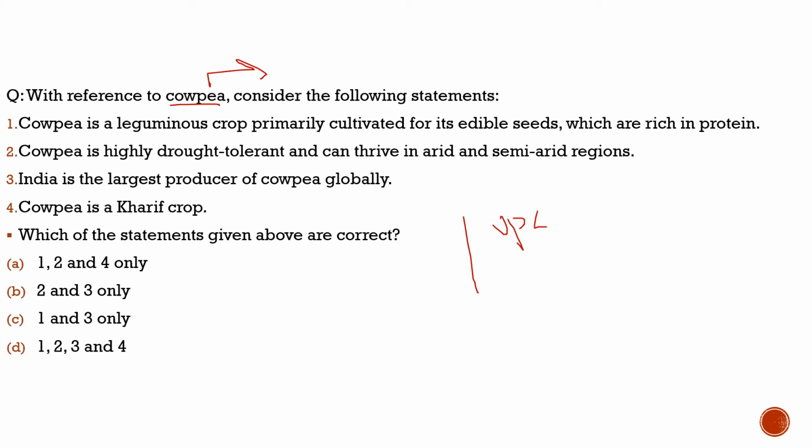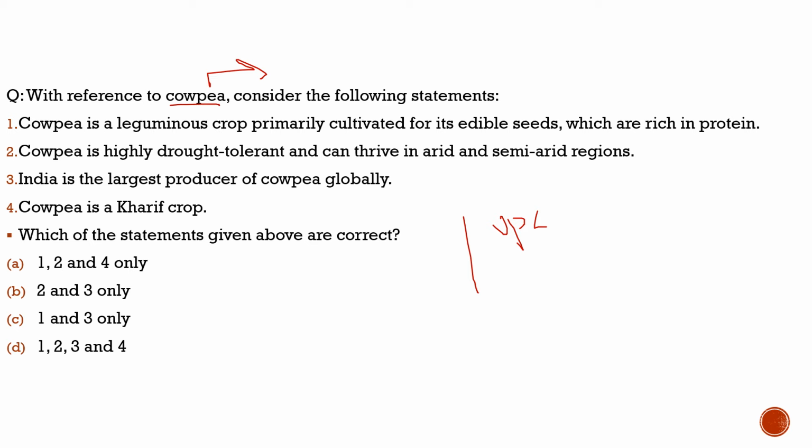Because ISRO has successfully sprouted the cowpea seed in space, under the gravitational force which they created there. And what else did they do? They were able to operate the robot arm there. So these are a few things which we got from there. These two things which ISRO has done in space with respect to the SpaceX mission. So with respect to this question, let's try to understand it, and let's try to find out more about cowpea.